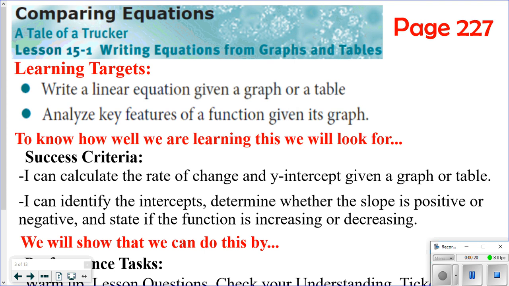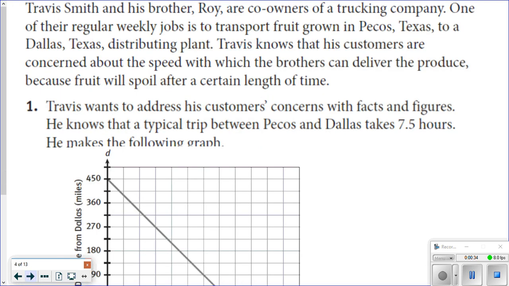So we're going to look at writing a linear equation if given a graph or a table, and then analyze key features of a function given its graph. So Travis Smith and his brother Roy are co-workers of a trucking company. One of their regular weekly jobs is to transport fruit grown in Pecos, Texas, to a Dallas, Texas distributing plant. Travis knows that his customers are concerned about the speed with which the brothers can deliver the produce because fruit will spoil after a certain length of time.